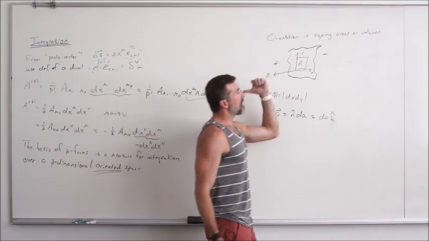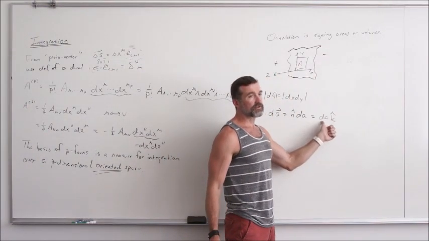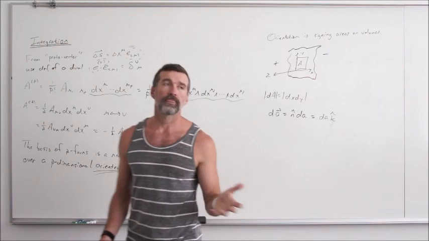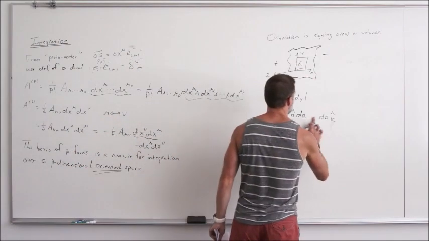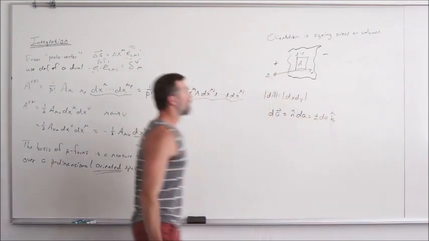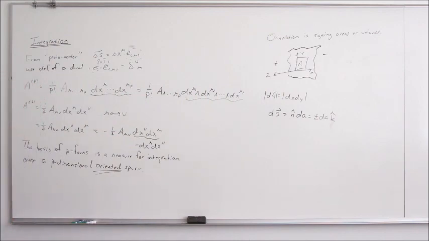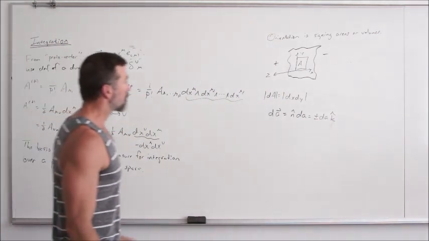So whether I'm along the positive or the negative z changes the sign of this vector. And so that's a way to assign a sign to this thing to give it an orientation.